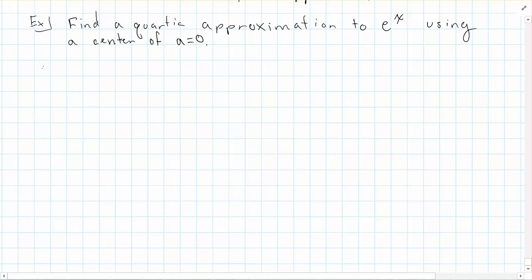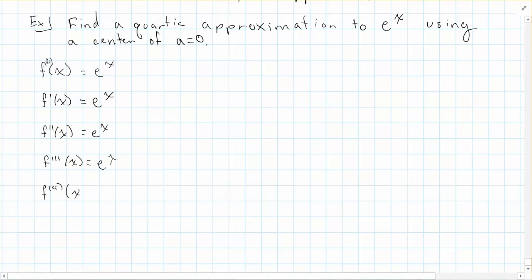So remember here, because I'm doing a quartic, I'm going to need 4 derivatives. So I'm going to start with f at x, and remember this is my 0th derivative, which is e to the x. Then f prime at x, well these are easy, this would just be e to the x, f double prime at x would also be e to the x, f triple prime would be e to the x, and then the fourth derivative would also be e to the x.